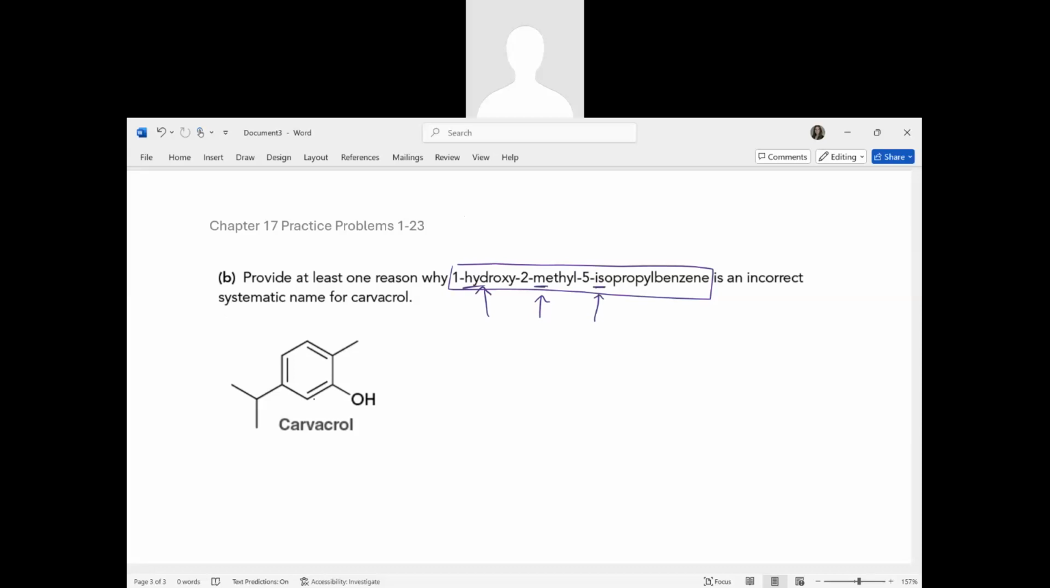Then our methyl group, if the parent is benzene, would have to have the 1 position, 1, 2, 3, 4, so that our isopropyl substituent, our third locant, would have the lowest numbering possible. So for both of those reasons, this name is not a correct systematic name for carvacrol.